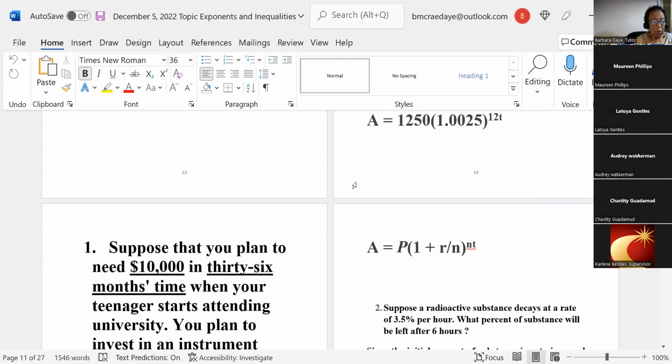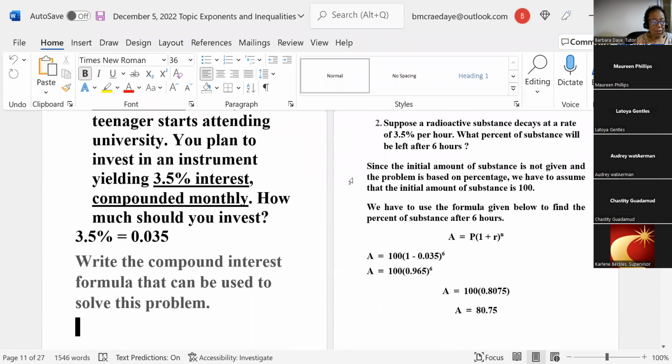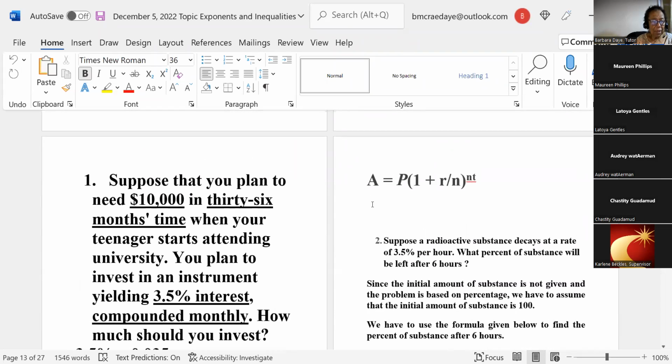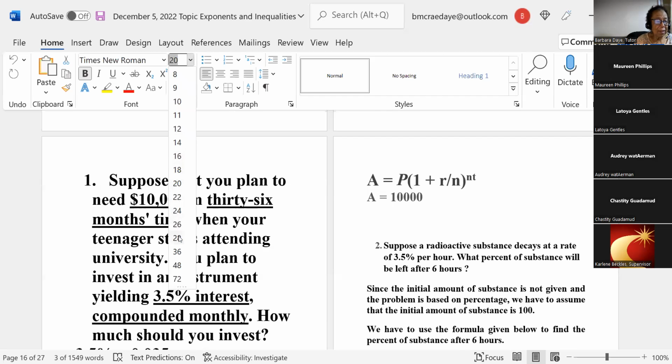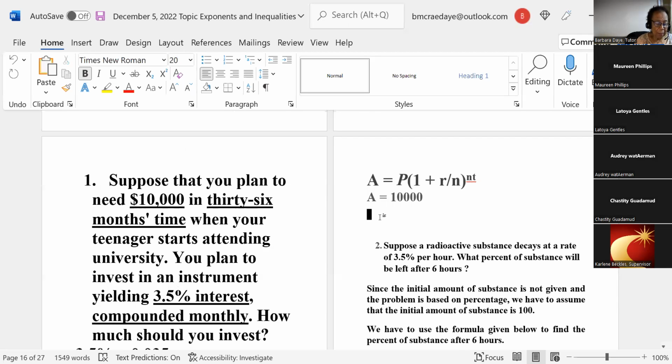Let me just go back here. I'll just put here A. This is what you want to get, so that's 10,000. I'll just make that bigger. I'll put the values here. Now the rate is what?